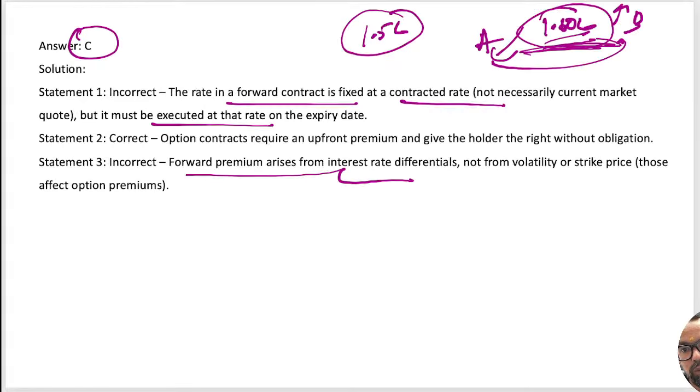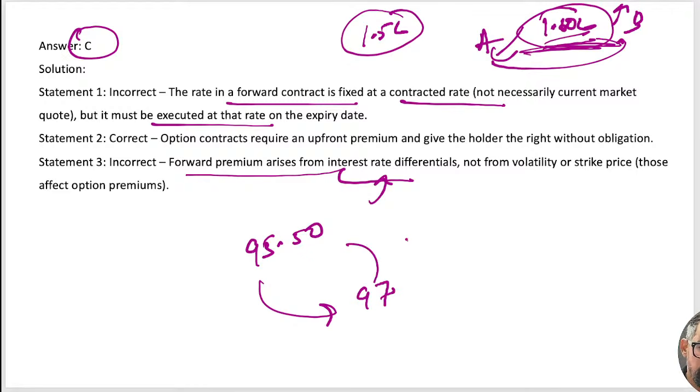Third statement was what here? Forward premium. It is about the forward premium. Forward premium arises from the interest rate differential. It is basically when you enter into a contract. Let's say right now it is 95.50 and the 3 month contract is showing 97.